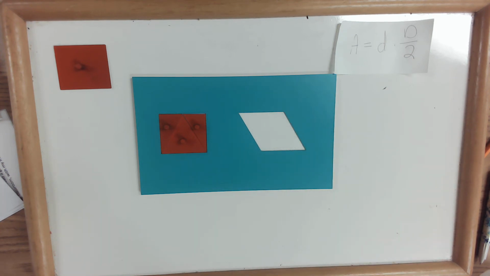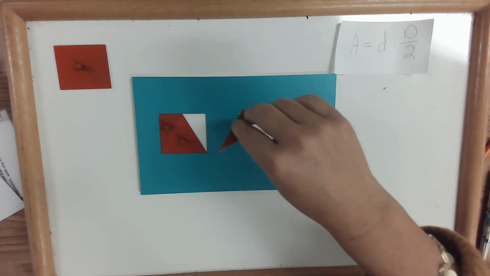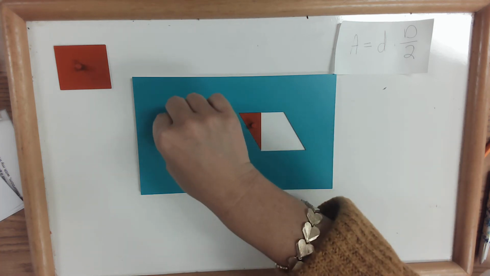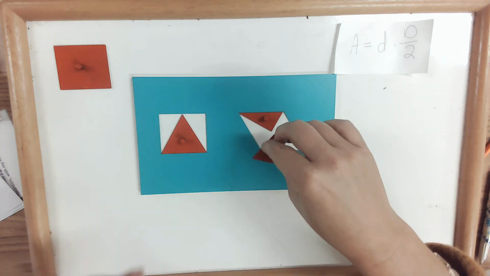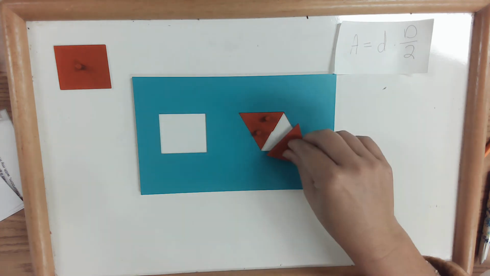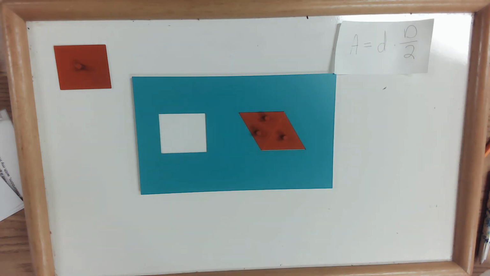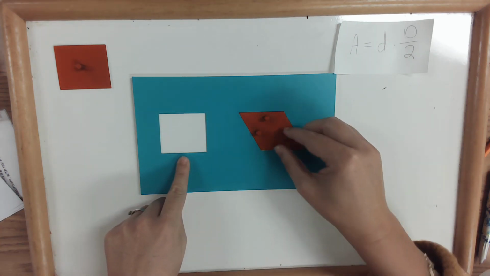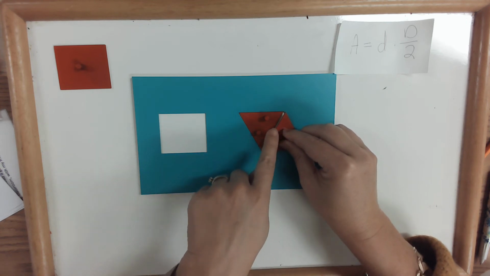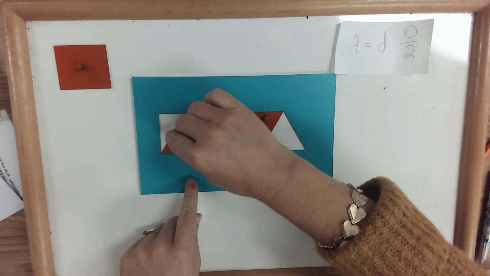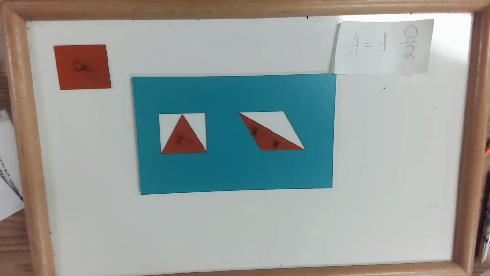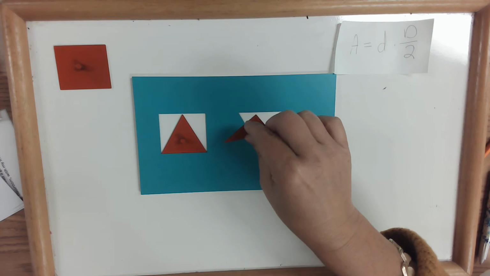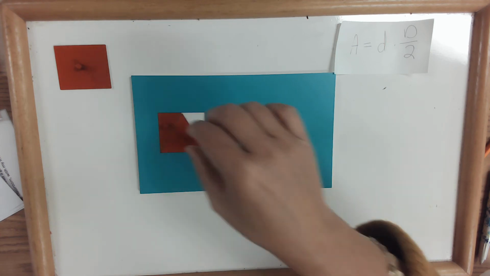Let's look at that one more time, and then I'll show you how to draw your own. Making the base, I see that my minor diagonal makes the base. And I also see that half of my major diagonal makes the height.